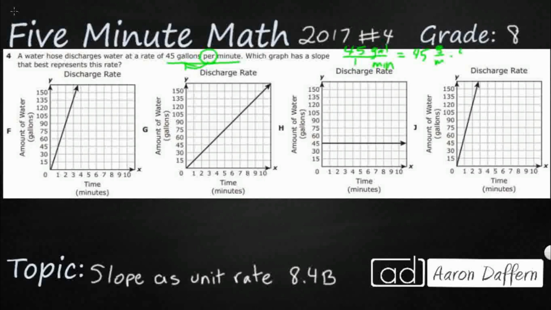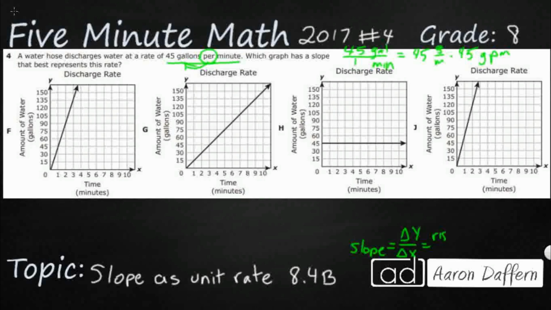Sometimes you might even do 45 GPM, kind of abbreviate the gallons, the per, and the minute. But either way, we want to graph this. We need to find a slope that matches this unit rate of 45 gallons per minute. Well, when we are looking at slope, this is what we need to remember. Our slope is, this is where it gets slightly tricky, change in y over change in x.